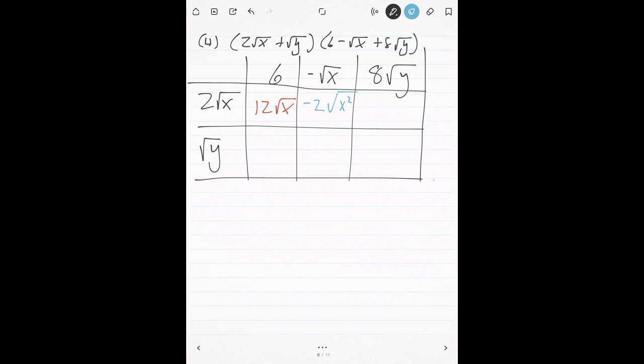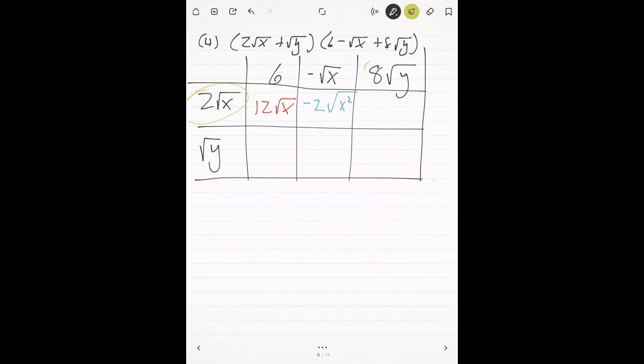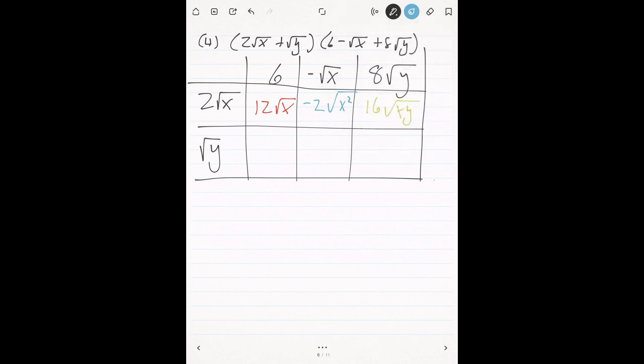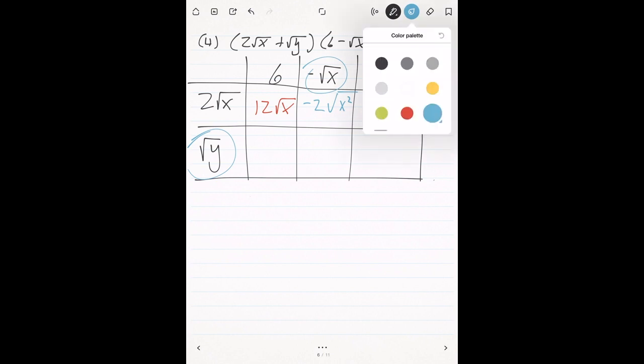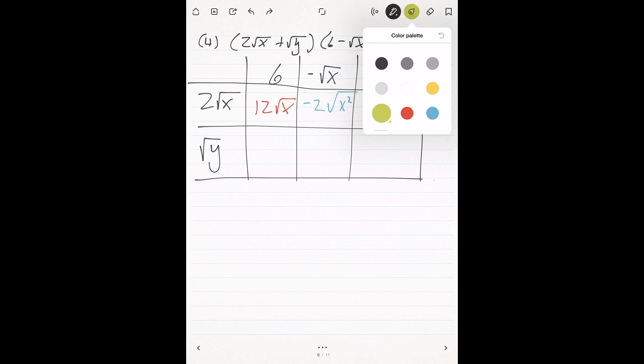Then let's multiply, I'll do green, 2 root x and 8 root y. That's going to be 2 times 8 is 16, and root x times root y is just root xy. Now, let's go and do the second row. We have a root y and a negative root x here. Let me actually change this to green. Sorry, I'm a stickler for color coding.